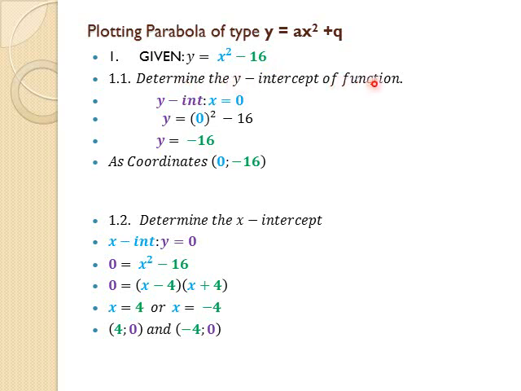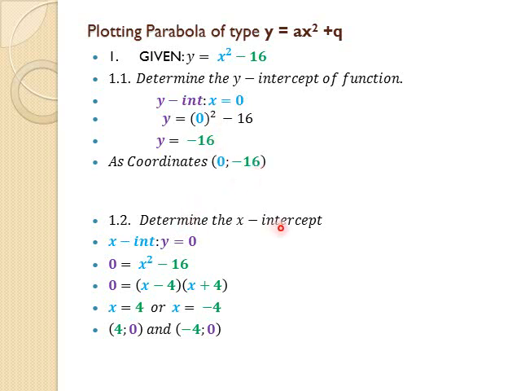So determining the y-intercept of the function, the y-intercept, x equals 0, becomes 0 squared minus 16, so y equals minus 16. So as coordinates, that becomes (0; -16).